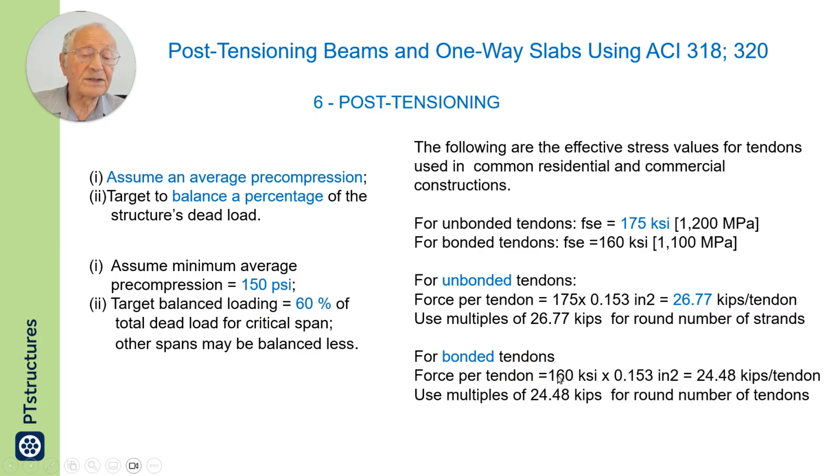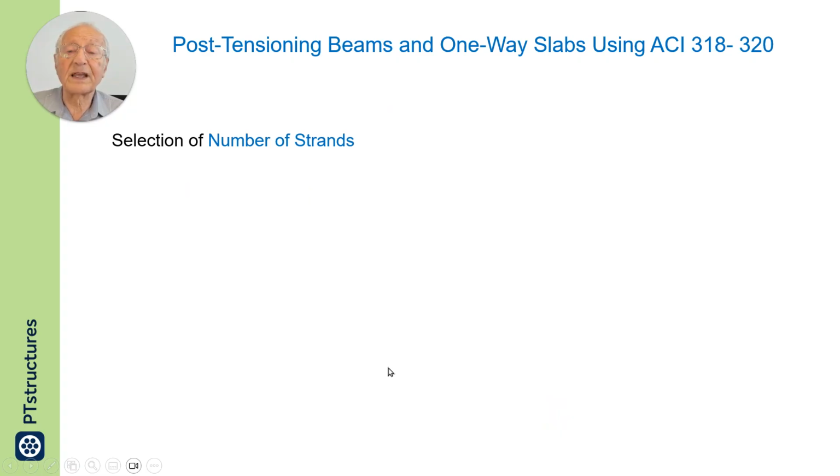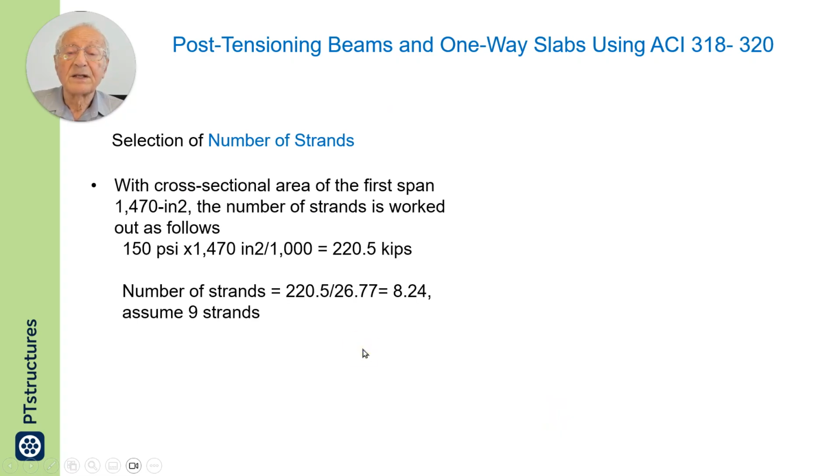For bonded tendons, a smaller value, 160 ksi, is assumed. So for each strand, I end up with a smaller effective force of 24.48. Now, I have to select the number of strands so that I know the force before I go into calculation of the demand force by post-tensioning.